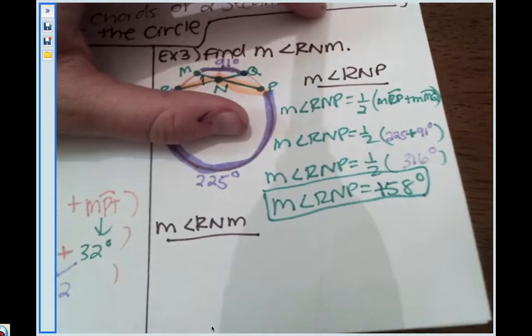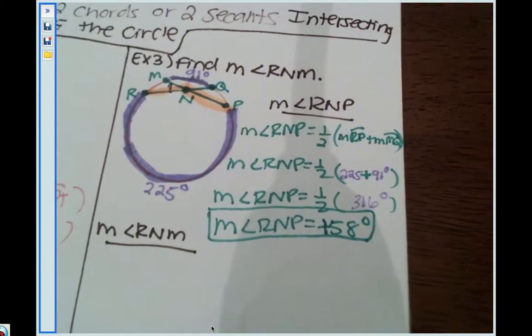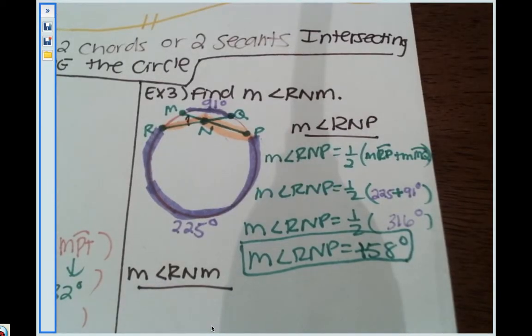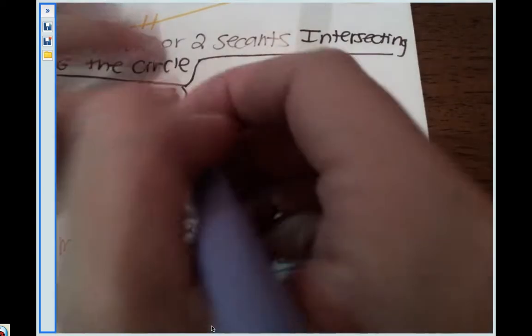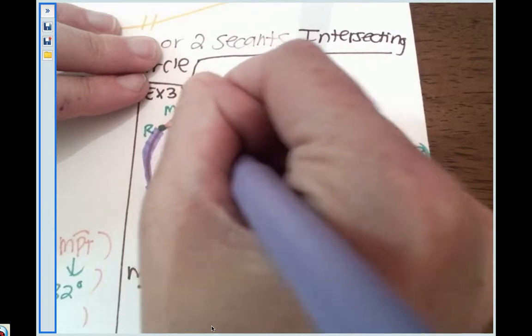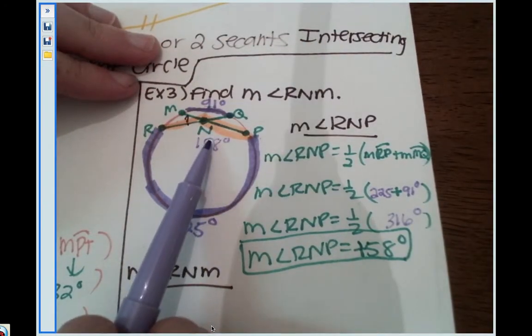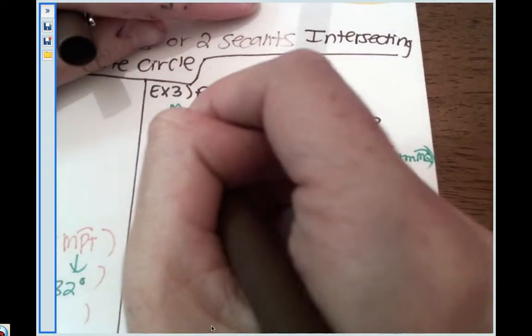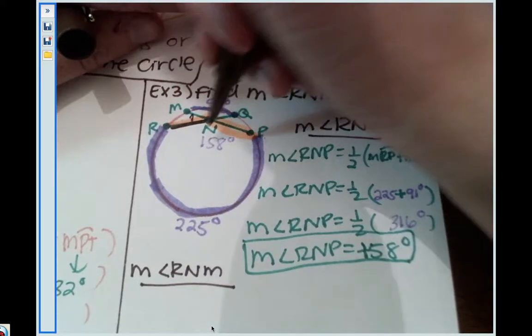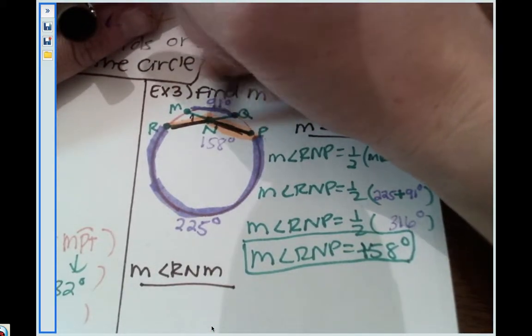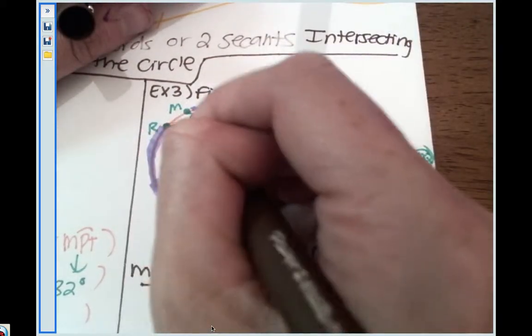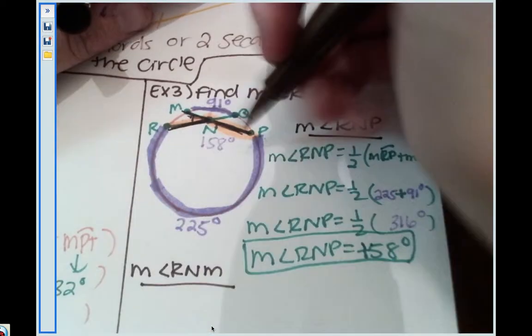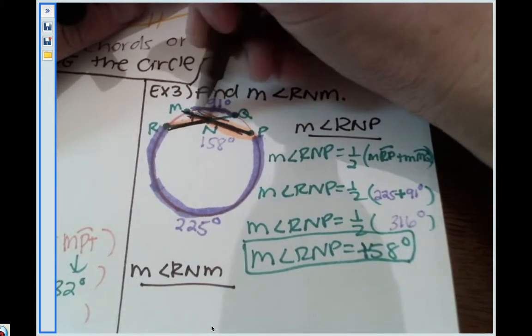Okay, so we know that the measure of angle RNP is 158. I'm going to label my picture to help me as I'm solving. So this angle right here is 158 degrees. Since I know this angle, these two angles right here, like we just talked about, form a line, which I'm going to try to bold so you guys can see it better. So RNP and RNM, which is this one right here, they both form this line right here.